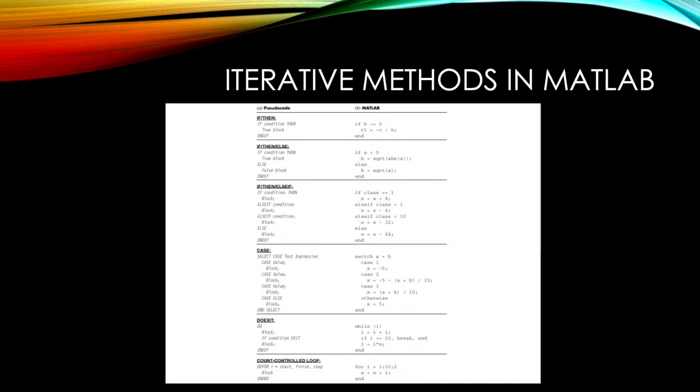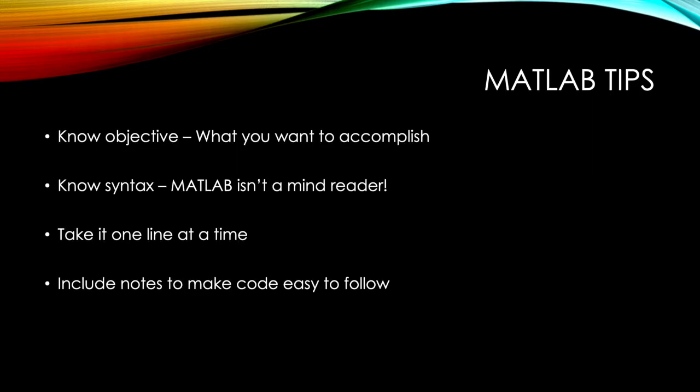But before we do that, I do want to make a couple special mentions of Matlab tips, because I do understand that this is usually where students tend to struggle the most in this course, which is just how do we get Matlab to do what we want. And so the first thing is you need to know what your objective is. So what do you want to accomplish when you're writing a Matlab script? That's very important, because if you don't know your objective, it is a little bit difficult to try and tell Matlab what you want it to do.